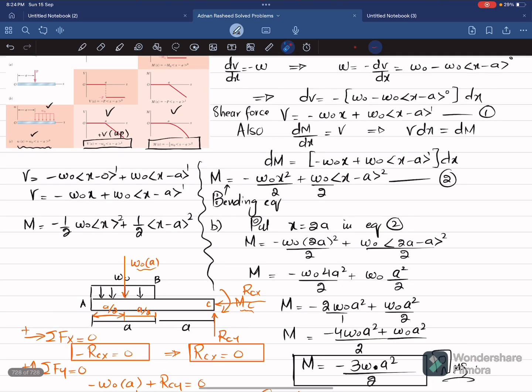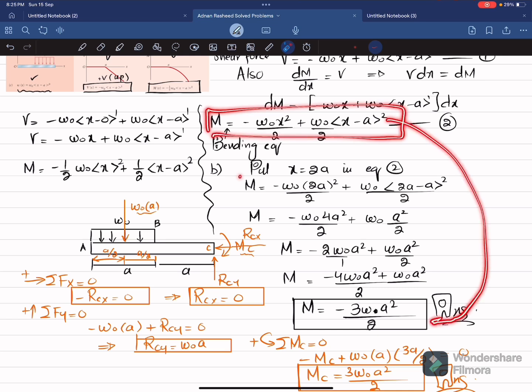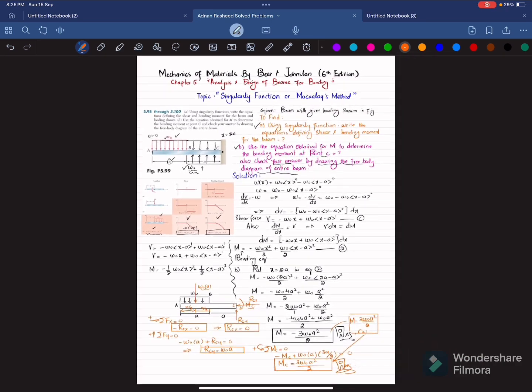And from this shear bending moment equation using singularity function, here when you put the value of x, you are getting this minus 3W naught into A. So this means that this is correct. Why? Because negative means if you remove this, so moment will be equal to 3W naught A square over 2, and that means this is clockwise direction. So you can see from this and this we are getting the same answer and same direction. So this is all about this problem 5-99.